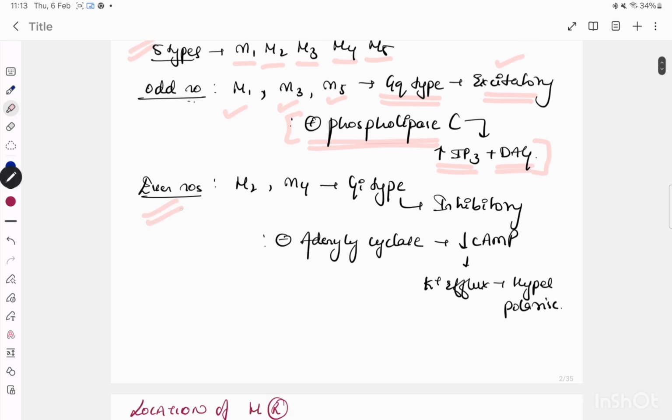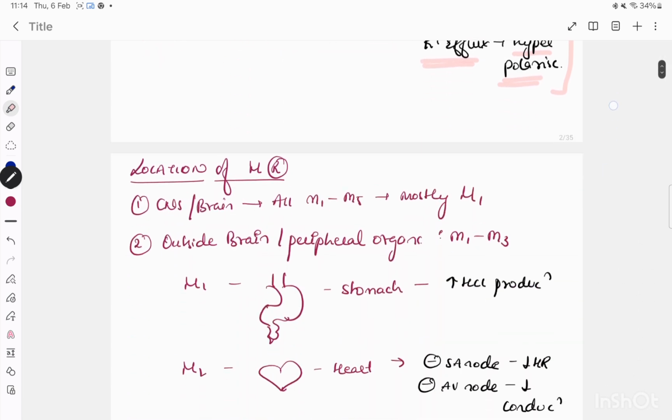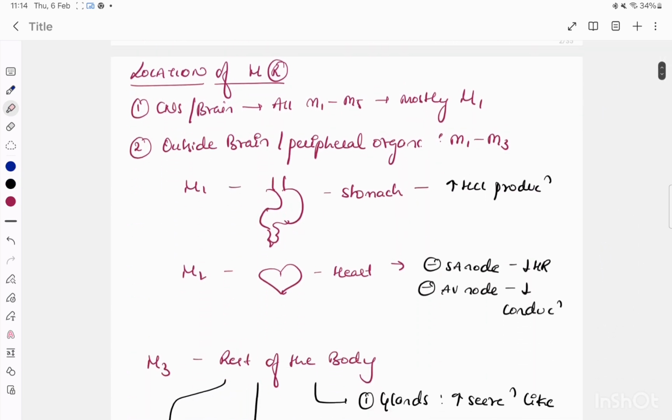Moving on, the even numbers, you have M2 and M4. These are Gi type, that is, they are inhibitory in nature. And how does this happen? The mechanism of action is they inhibit adenyl cyclase, because of which there is decrease in cAMP, because of which there is K plus efflux and hyperpolarization takes place, because of which inhibitory signals are sent. You just remember that M2 and M4 are Gi type, so therefore they are inhibitory in nature.